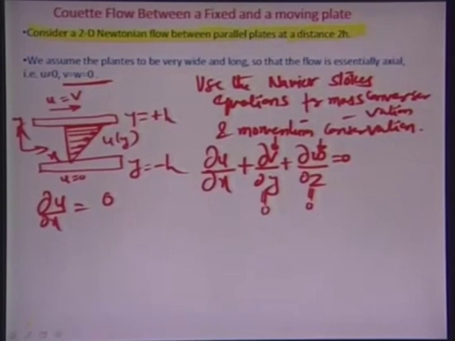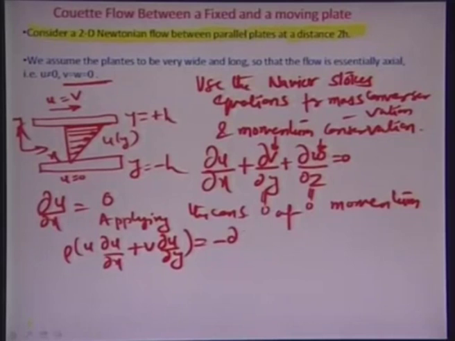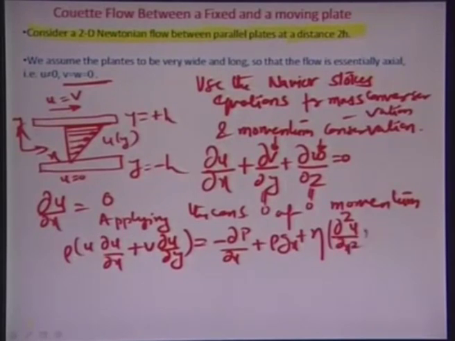Similarly, if we apply the conservation of momentum, we have rho times u du by dx plus v du by dy equals minus the pressure gradient dp by dx plus the body force term rho gx plus viscosity times del 2u by del x2. This is the shear term, really, del 2u by del y2.